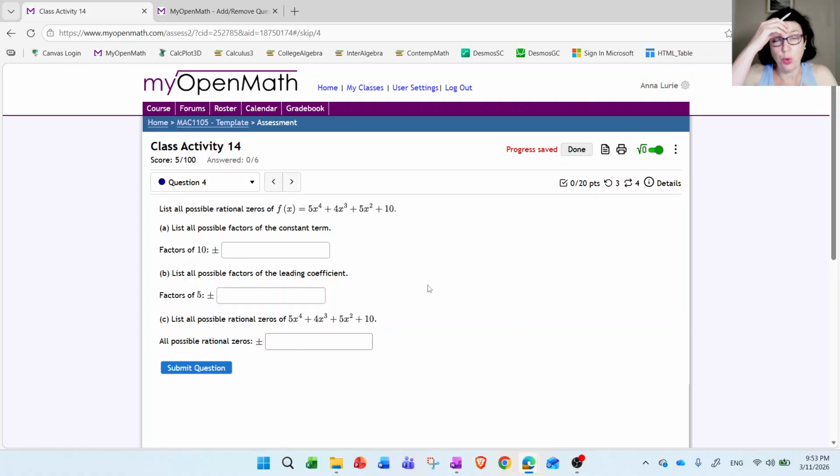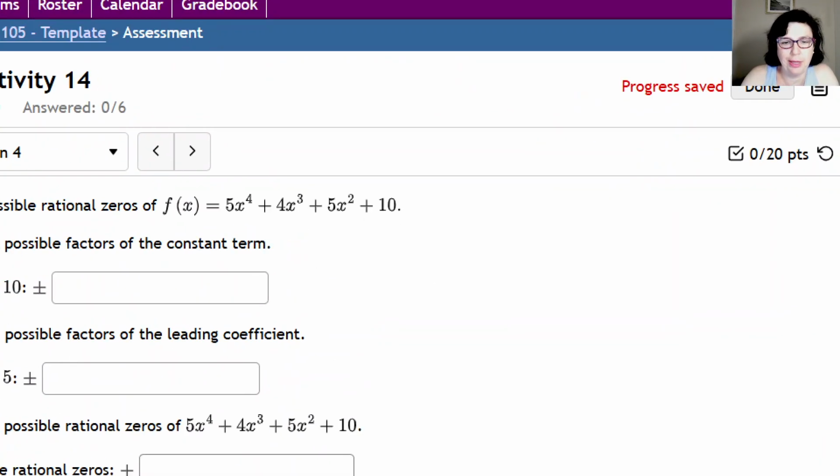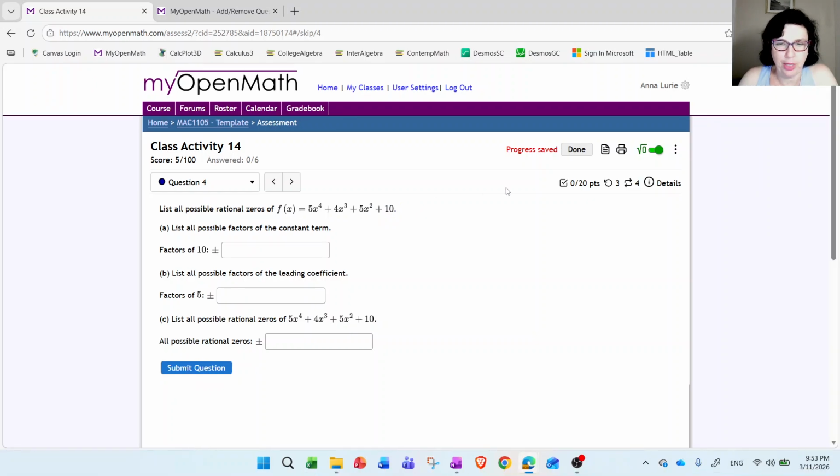And it turns out that all you have to do is, first of all, look at the constant term. In other words, the last number. So you're looking at this number. You want to list all possible factors of that number. How do we do that? Okay, so let me show you.